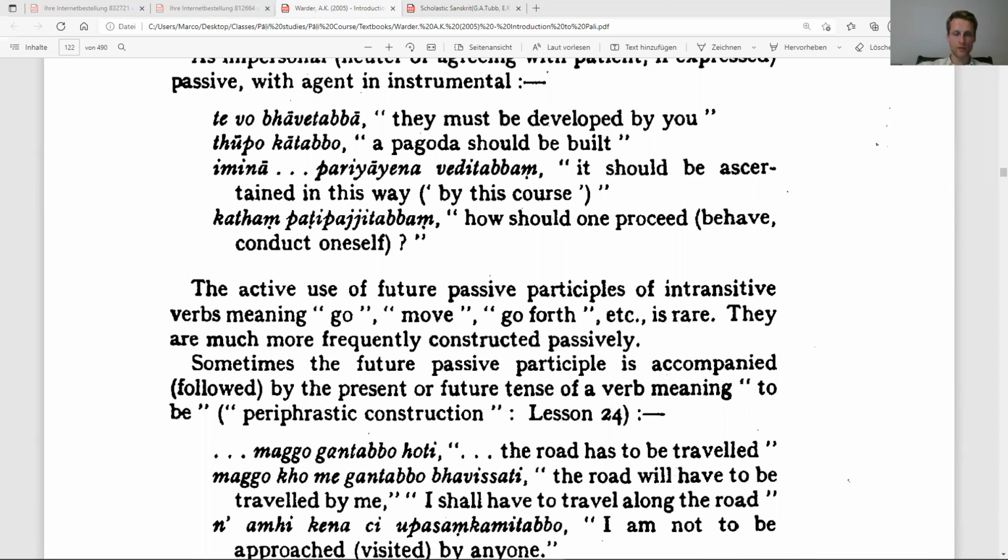So the active use of the future passive participles of intransitive verbs, meaning go forth, move, etc., is rare, as they are much more frequently constructed passively. Sometimes the future passive participle is accompanied by the present or future of a verb meaning to be.